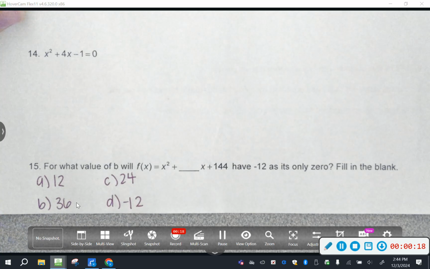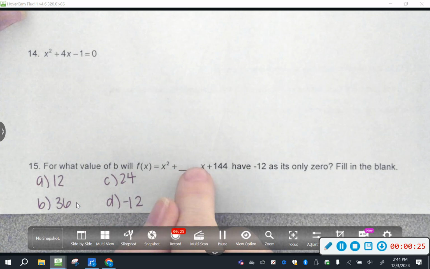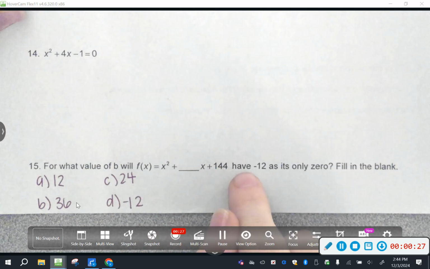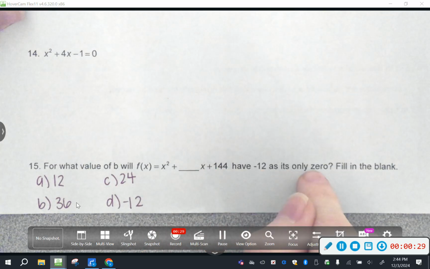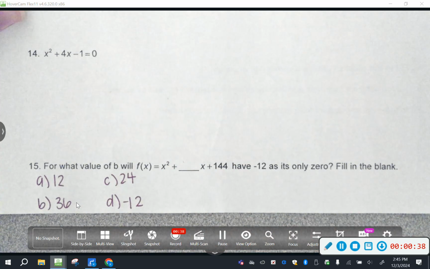Number 15 says, for what value of b will f of x equals x squared plus blank x plus 144 have negative 12 as its only zero? Fill in the blank. If this was my test, I would fill in my answer choices, then type them in my calculator and see which one gets me my answer.